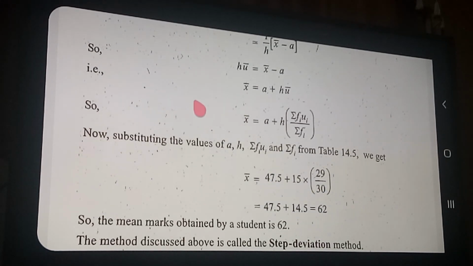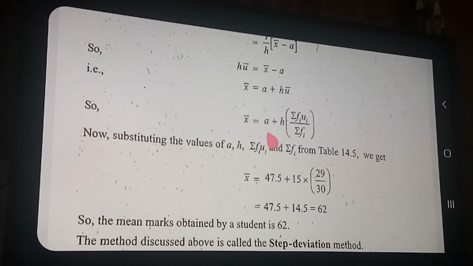And the second one, the assumed mean method. In the assumed mean method, what is di? di is equal to xi minus a. Therefore, what is the formula? x bar is equal to a plus sigma fi di divided by sigma fi. That we call the assumed mean method.